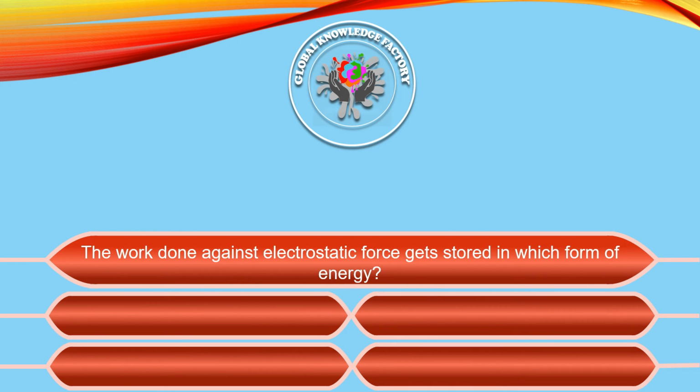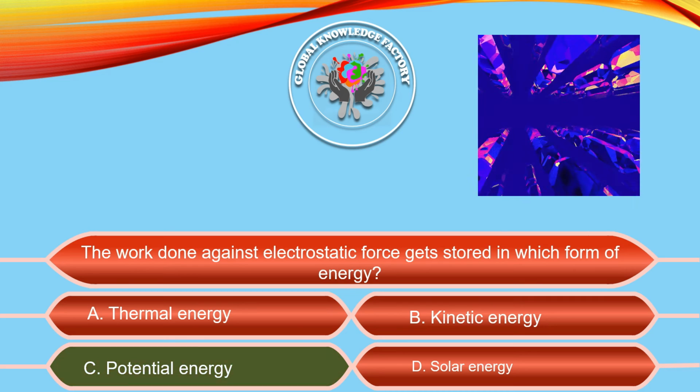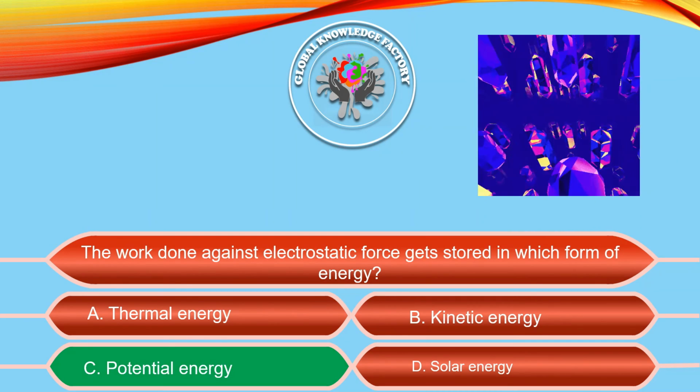The work done against electrostatic force gets stored in which form of energy? A. Thermal energy, B. Kinetic energy, C. Potential energy, D. Solar energy. Answer is C. Potential energy.